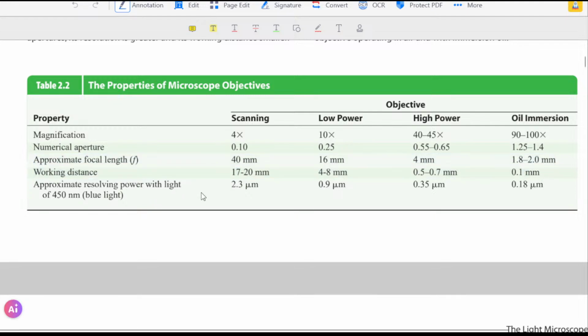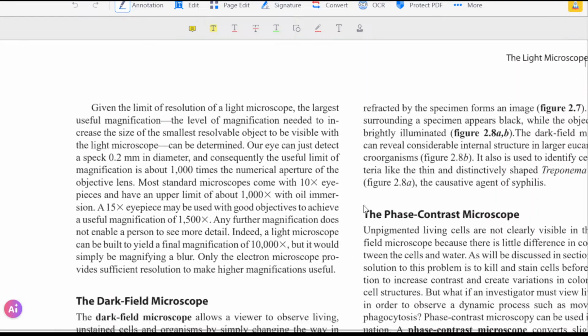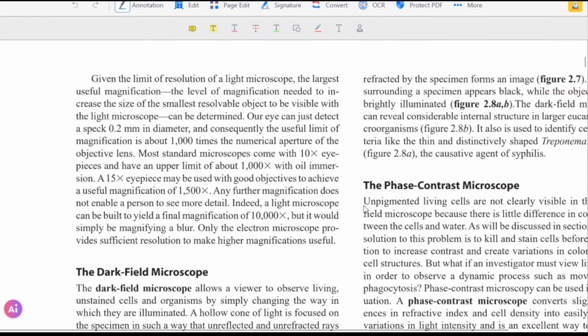While for resolving power, with a light of 450 nanometer blue light, the lower the wavelength is, the better it is, because the energy is higher in the lower wavelength. So 2.3, 0.9, 0.35, 0.8. As you can see, all of these three go lower, and so the work becomes the best. While the higher the refractive index or numerical aperture is, the better it works. And it all happens through oil immersion. Means oil immersion is just the best savior of everything.